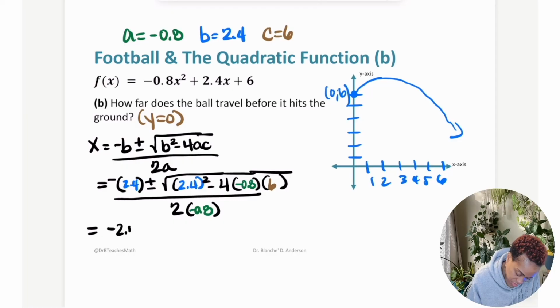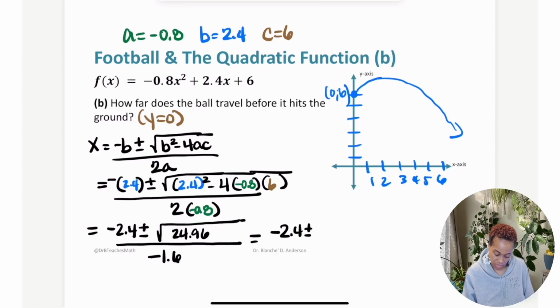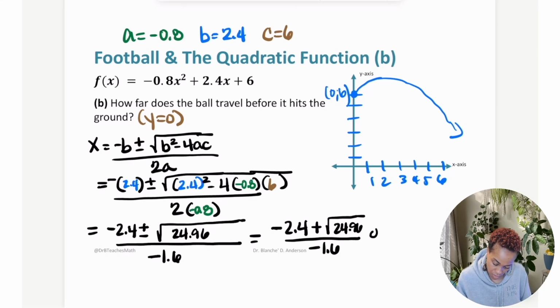So this is obviously negative 2.4 plus or minus. Let's do all this underneath. So you have 2.4 squared minus 4 times negative 0.8 times 6. I get 24.96, all over 2 times negative 0.8, negative 1.6. So you have negative 2.4 plus or minus. Oh, we can put that in the calculator. If I separate this, you're going to have negative 2.4 plus the square root of 24.96 divided by negative 1.6, or negative 2.4 minus the square root of 24.96 divided by negative 1.6, because it's plus or minus. Okay, so it's going to be or.